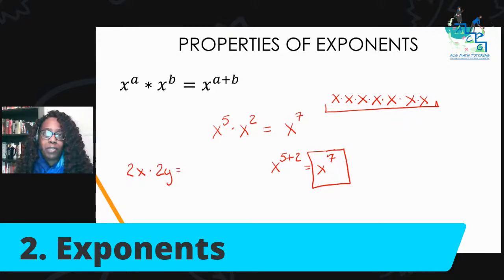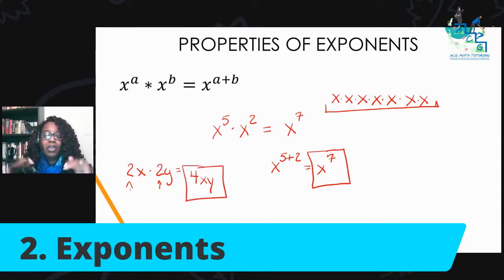Are those 2's exponents? They are not. And plus look at the bases. I got an x and I got a y. We don't have the same base. So we can't do any of this adding the exponents. What I will do here is I will multiply what's called my coefficients. So 2 times 2, that will give me 4. And then what's left is going to be my xy. So if they have the same base, you add the exponents only when you're multiplying. But if they don't have the same base, you can't add the exponents. But you do multiply the coefficients.